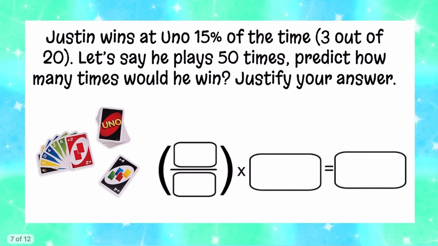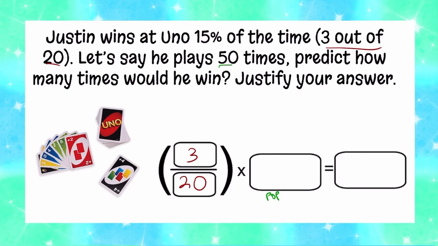Okay. So let's say Justin wins at Uno 15% of the time, which is 3 out of 20. Let's say he plays 50 times. Predict how many times he would win. Justify your answer. So here's what we're going to do. We are going to take our probability, 3 out of 20, and we are going to multiply it by what we can call our population.